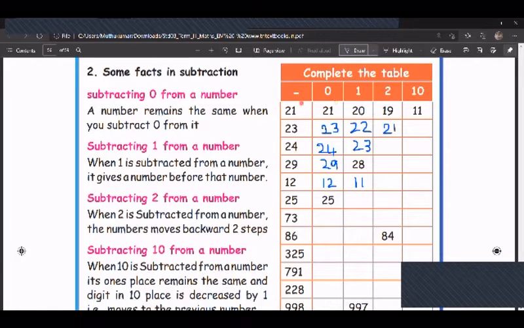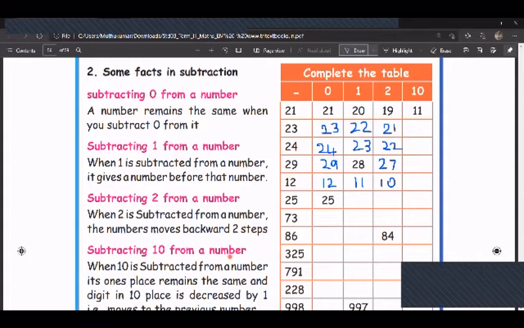24 minus 2. 23, 22. Next is 29 minus 2. 28, 27. 12 minus 2. 10.